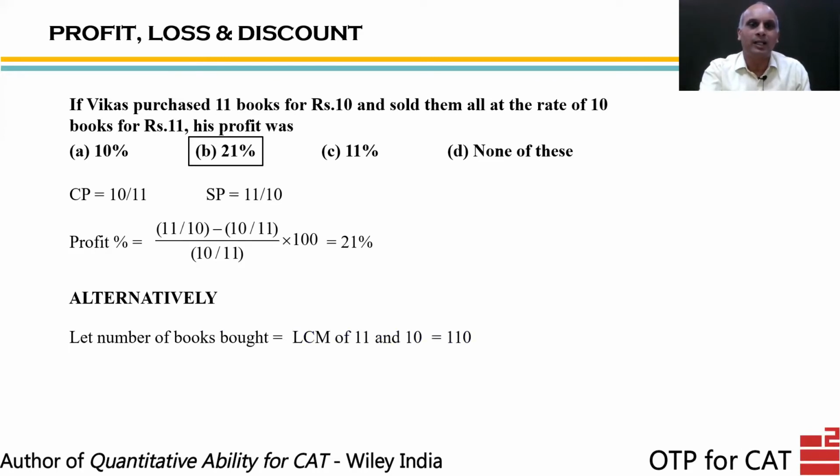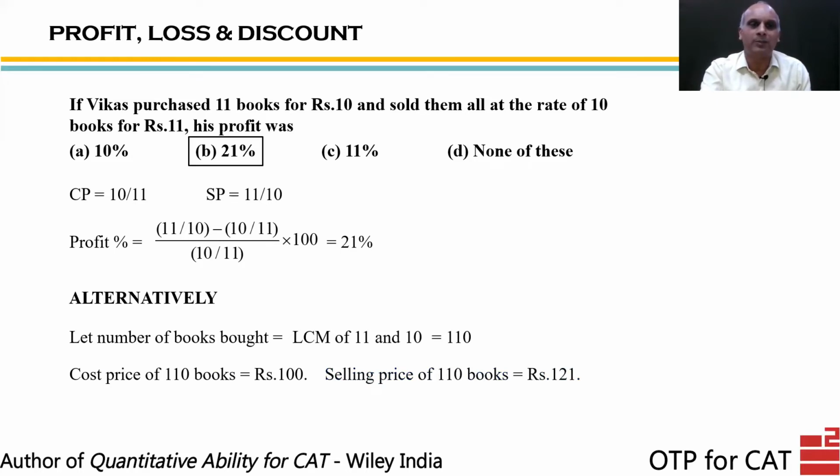and that gives me 110. So let's assume that 110 books are involved in this question. So if the cost price of 11 books is 10 rupees, the cost price of 110 books will obviously be 100 rupees. Similarly, SP of 10 books is 11 rupees, so SP of 110 books will be 121 rupees.